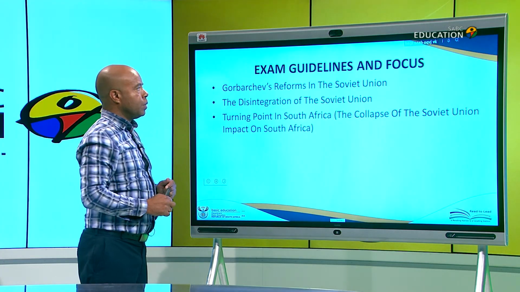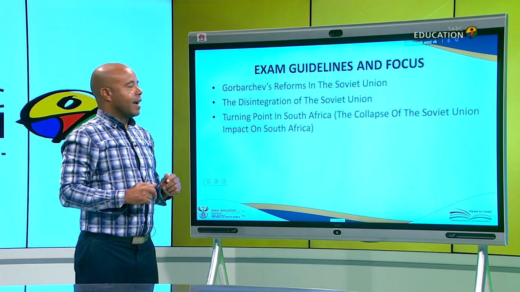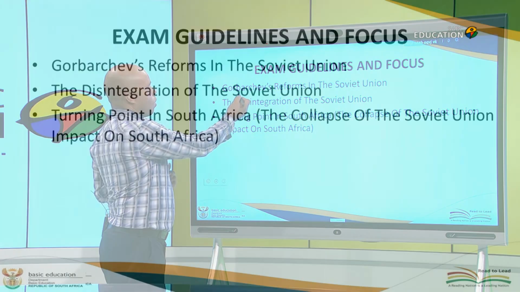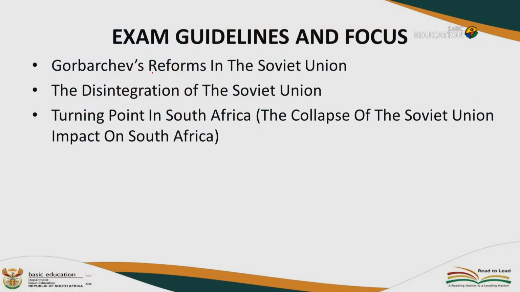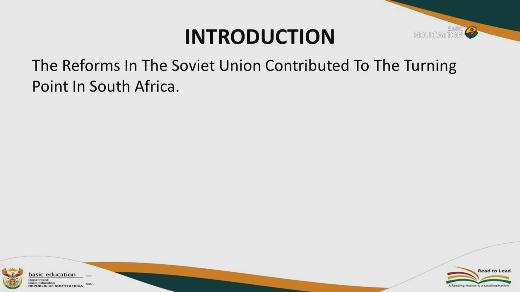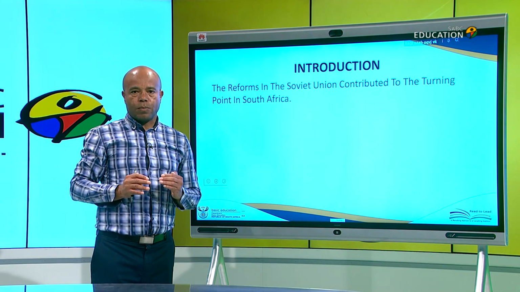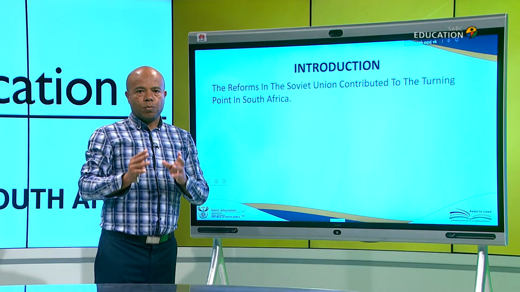So the point that you'll be looking at, we are looking at the exam guidelines first and the focus points. The focus points that we are focusing on are Gorbachev's reforms in the Soviet Union, the disintegration of the Soviet Union itself, the turning point in South Africa, and the collapse of the Soviet Union and how it impacts on South African politics. So we have discussed the exam guidelines and the focus points. Those three focus points and exam guidelines are what the question would be posed to you as a grade 12 learner.